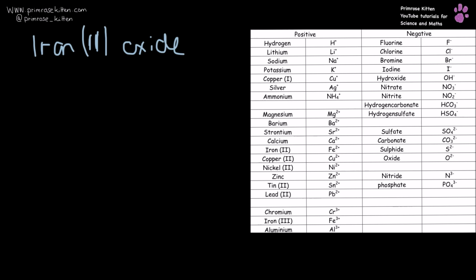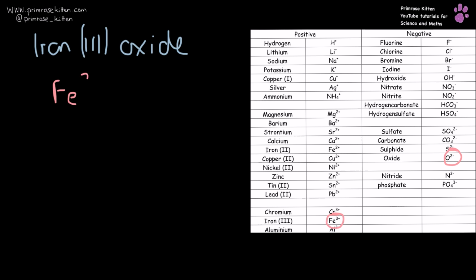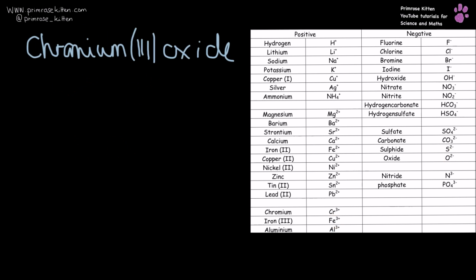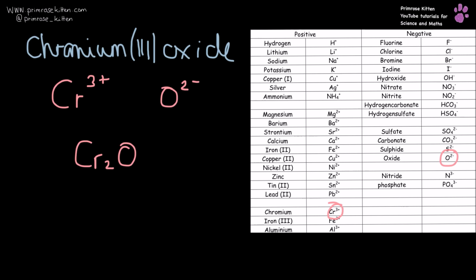Iron 2 oxide, Fe2+ O2-, FeO. Iron 3 oxide, Fe3+ O2-. Again, the easiest way to do this is just to cross multiply, so we get Fe2O3. Chromium 3 oxide, Cr3+ O2-, Cr2O3.